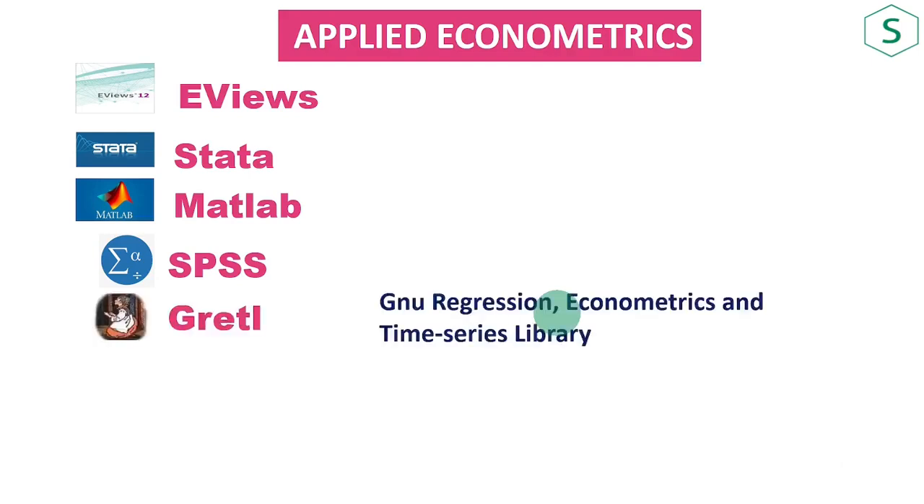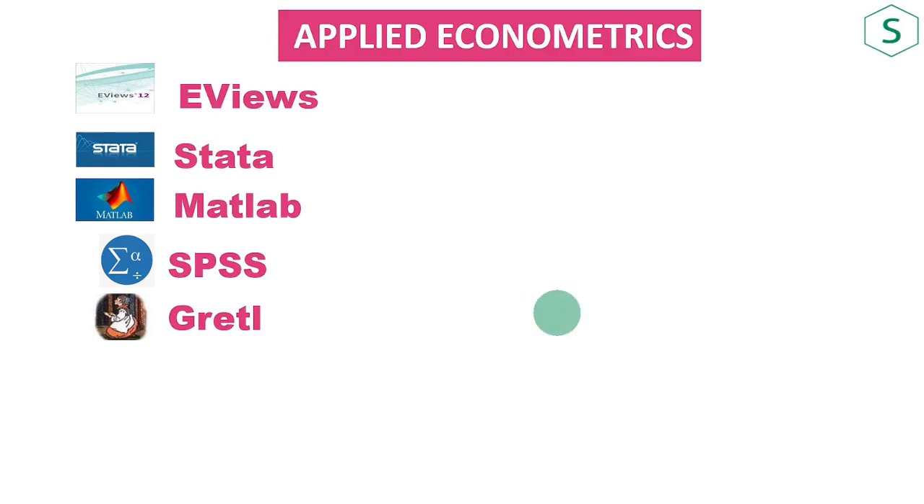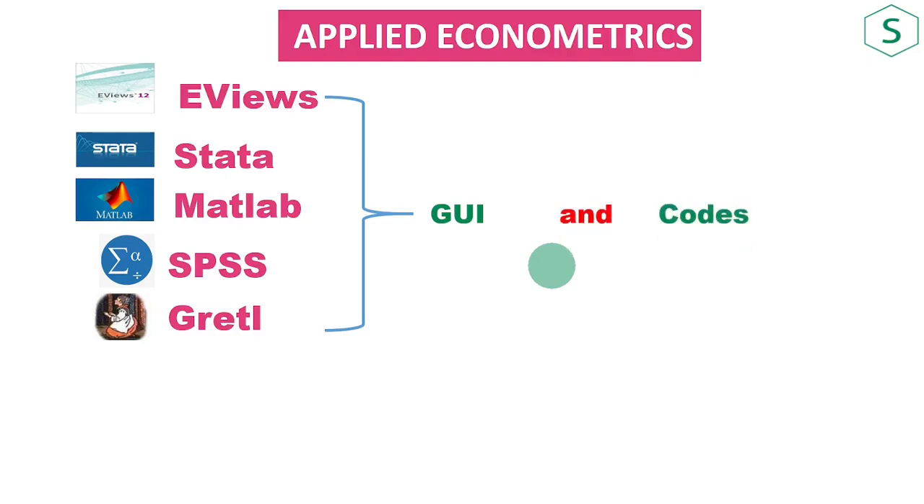gretl is another important software which stands for GNU Regression, Econometrics and Time Series Library. gretl is an open source and easy to use econometric software package. One common thing about these econometric software packages is that they can be operated via the graphical user interface, or the GUI, or the menu, using point and click, and they can also be operated using codes. Users can use codes to operate all these 5 statistical or econometric software packages.